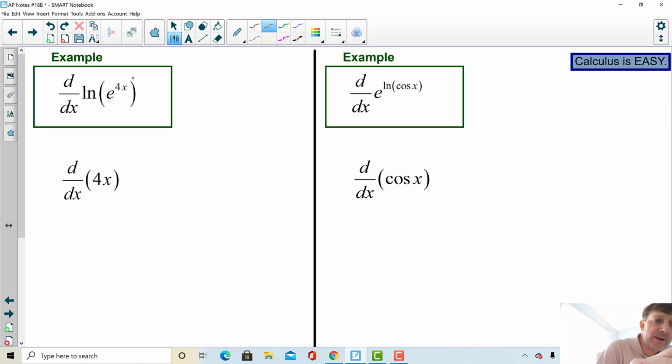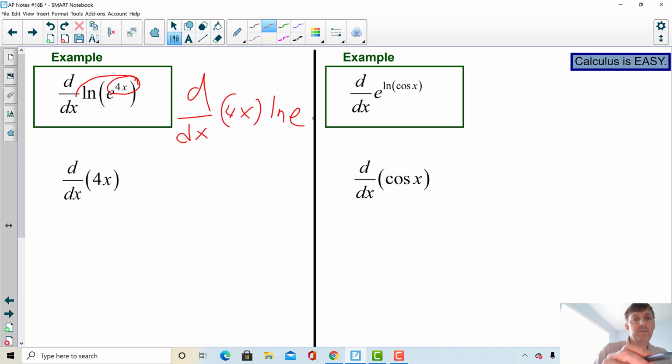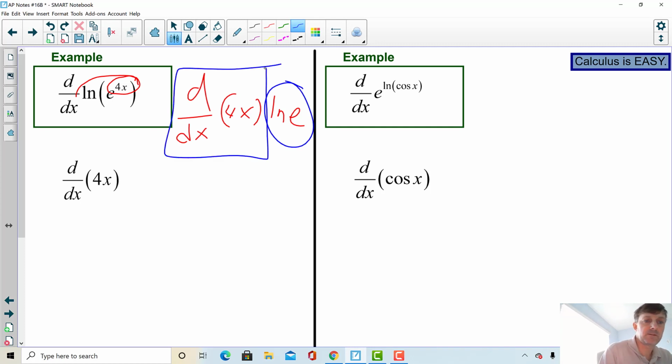Okay, this is a rewrite example. Remember, this power of 4x can come down in the beginning, then you would be left with 4x times ln of e. But ln of e is 1, so it cancels.